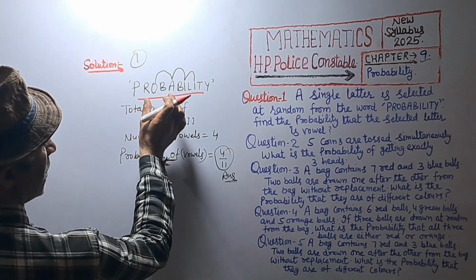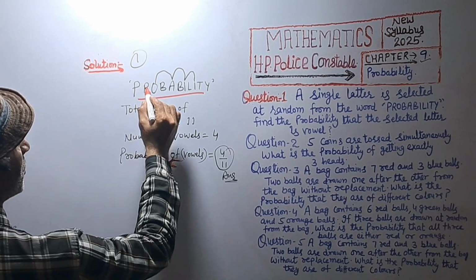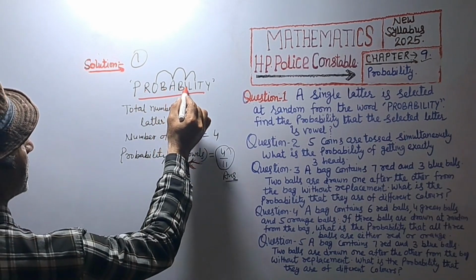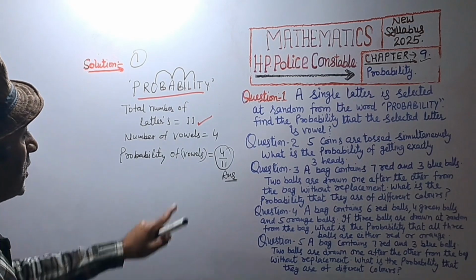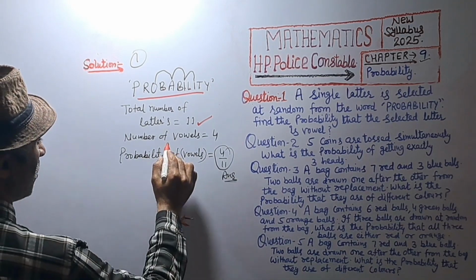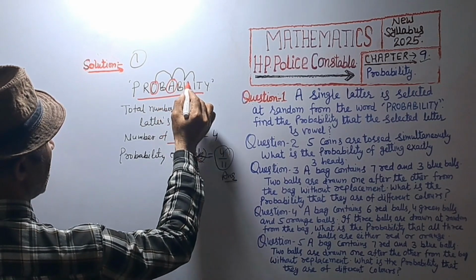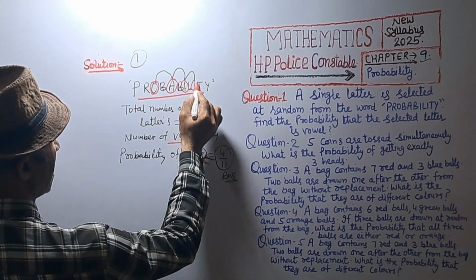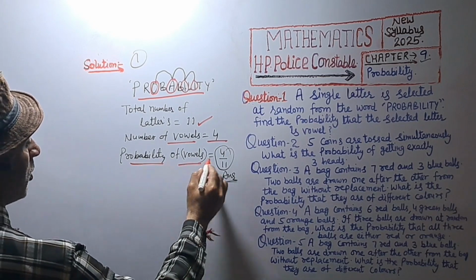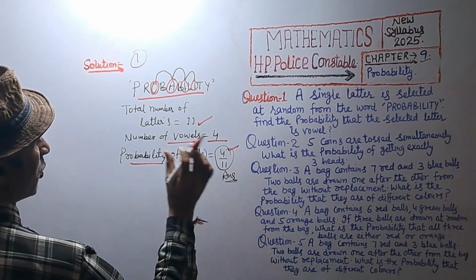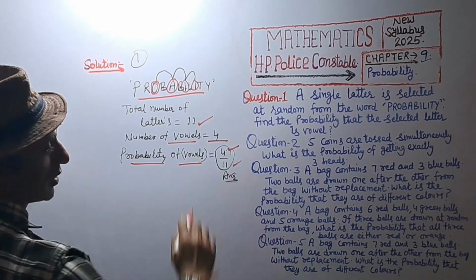Given word equal to probability, that is total number of letters is 1, 2, 3, 4, 5, 6, 7, 8, 9, 10, 11. Total number of letters is 11 and number of vowels equal to O, A, I, I. That is total number 4. So probability of vowel equal to 4 upon total number, that is 11. 4 upon 11. Answer.